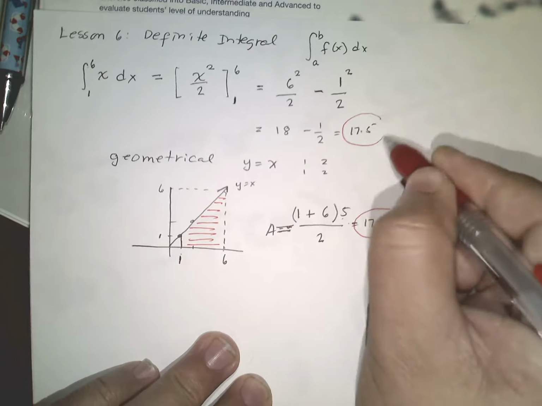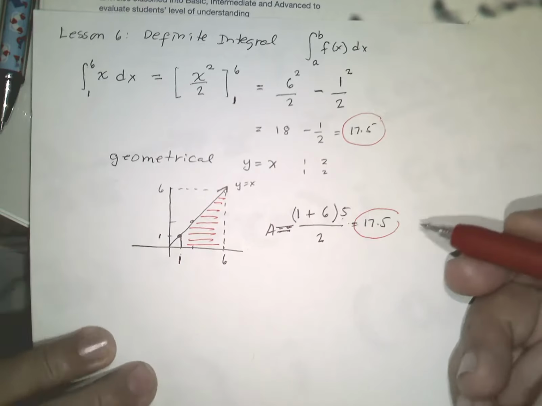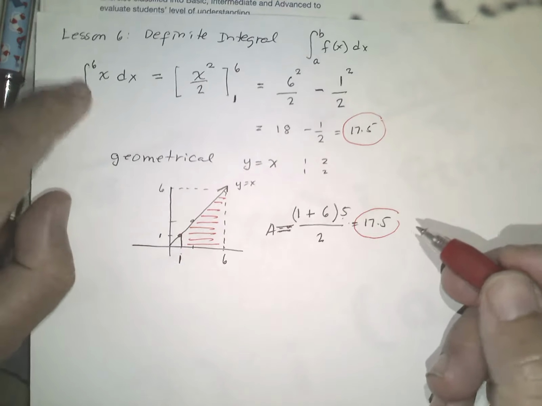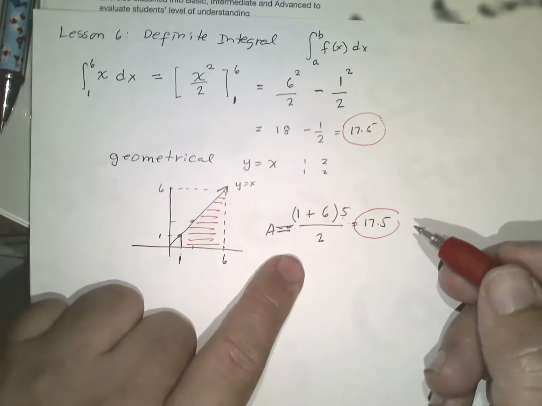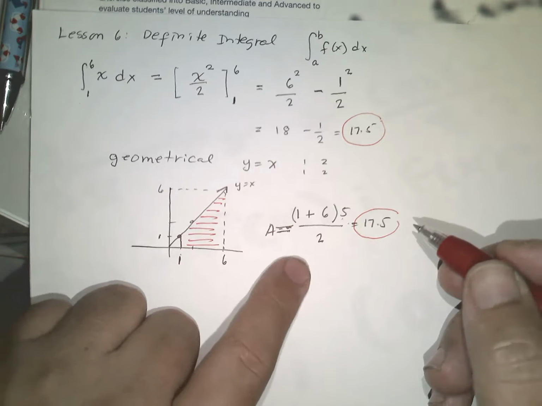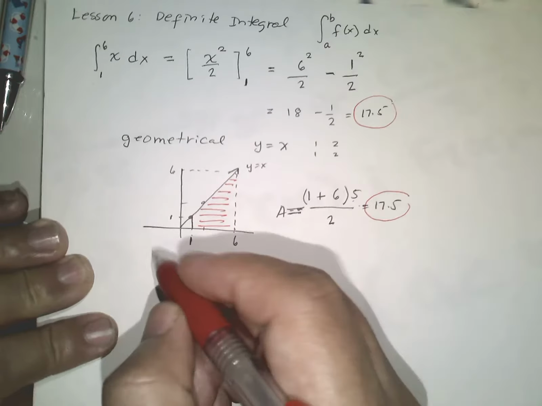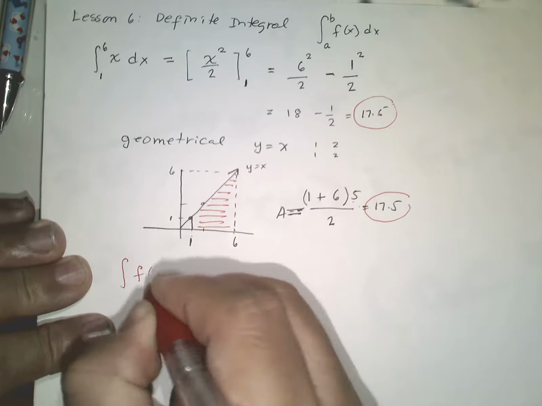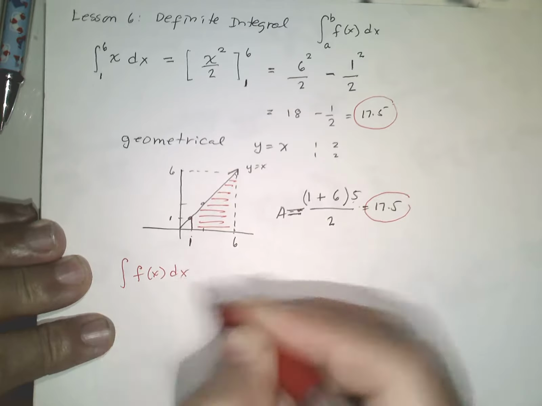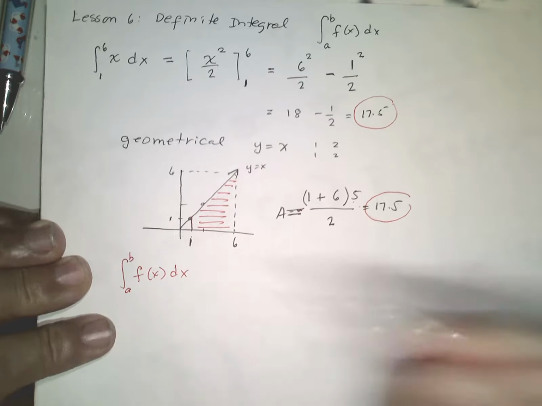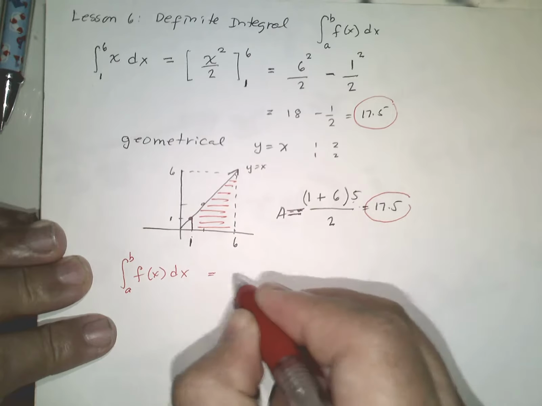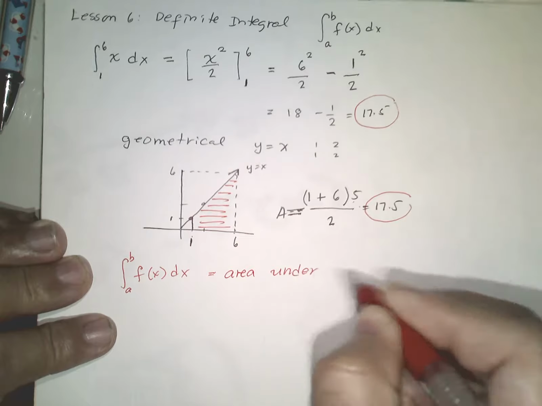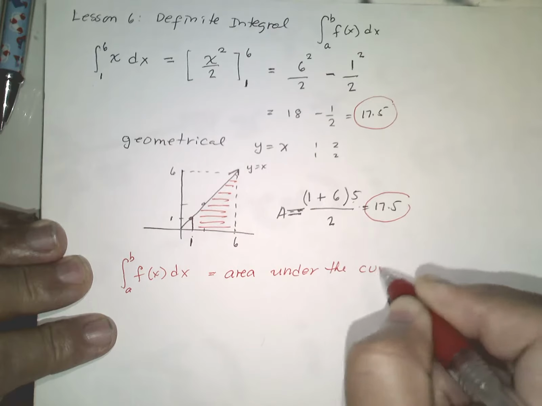That is also 17.5. So therefore, what it means is that the definite integral of the function is actually the area under the curve. Let me just write it down. The definite integral of f of x dx from a to b is the area under the curve.